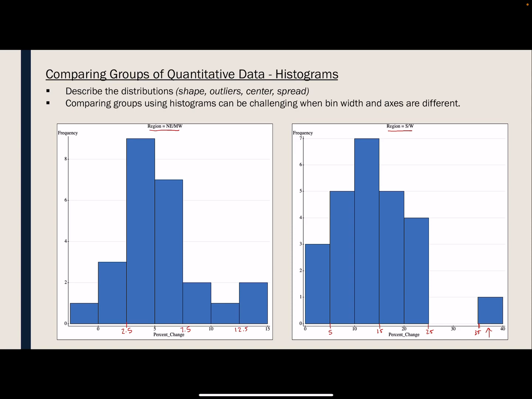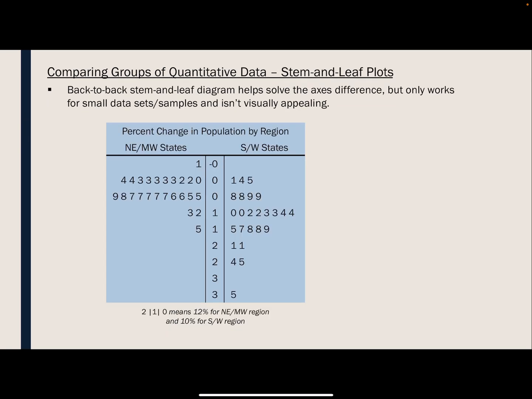So the bin width is bigger for the Southwest region, and the values that are shown along the horizontal axis are different as well. For the Northeast Midwest region, it's starting below 0 and going up to 15, whereas for the Southwest region, it's starting at 0 and going up to 40. So this makes it kind of hard to compare. It would be a lot nicer if these were both on the same set of axes, which is something that I can do with a stem and leaf plot.